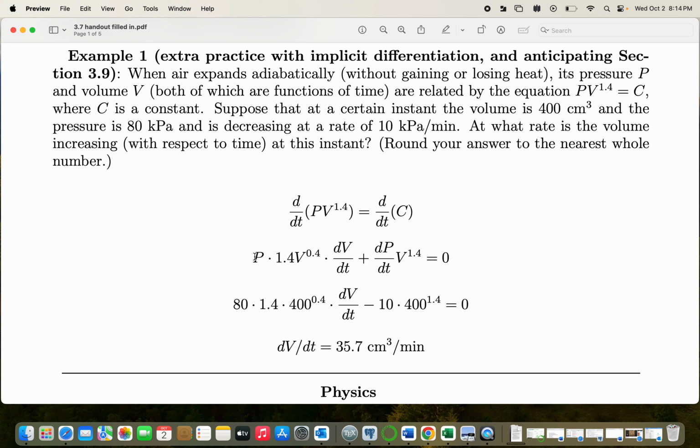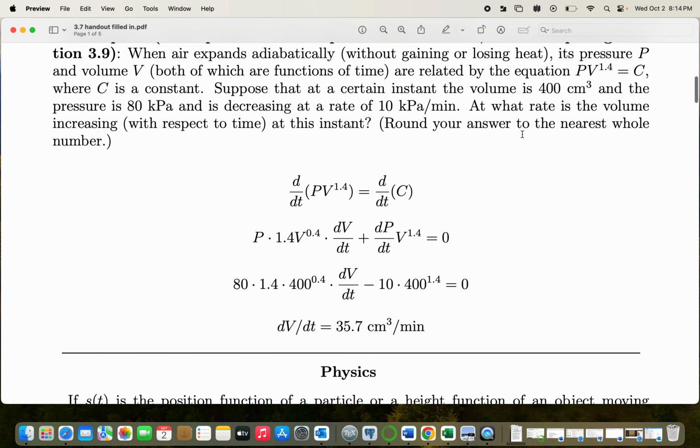So you get an equation like this from the calculus, and then you can go through and plug in all the values. So pressure, the problem says, is 80 kilopascals. It's worth noting here, it says the pressure is decreasing at a rate of 10. That's why there's a negative here, negative 10, not positive 10. You plug all these numbers in, you isolate V prime, and you get 35.7 cubic centimeters per minute is the rate of change of volume. So here's a chemistry example where you can use a derivative to figure out how volume is changing, the volume of this air as it expands adiabatically, another fancy term.